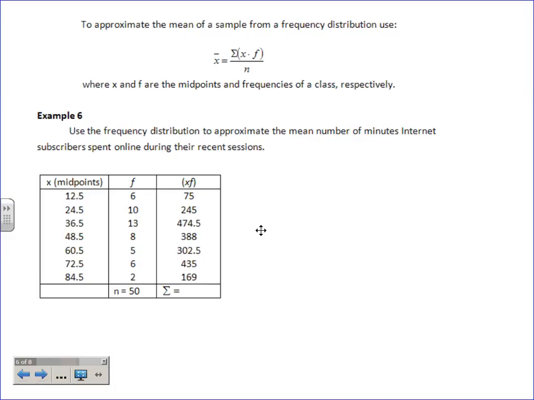But according to this formula, to get the mean, or x bar, I have to sum, or take sigma of, xf and divide it by n. Anybody have sigma on this one? Yeah, we do. That's what I got. 2089. But that's not the answer to the question. That's not the average. Yes, Ms. Piper. She took 2089 and divided by 50. And what did you get again?